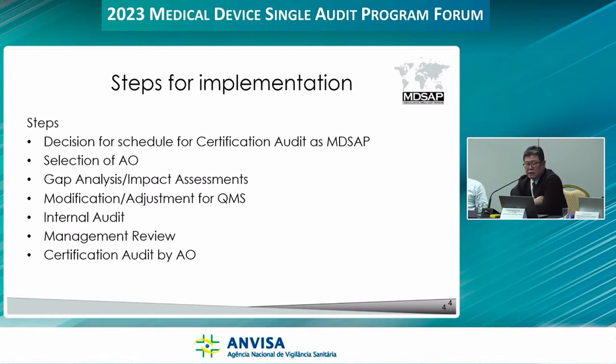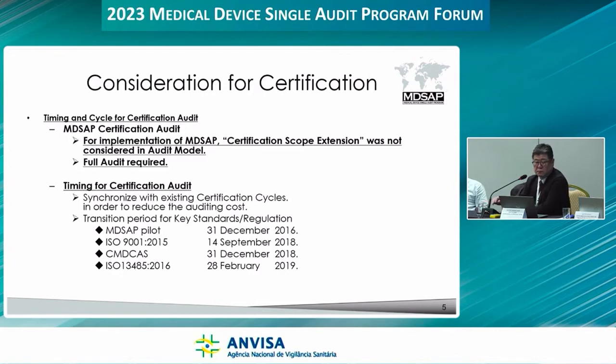In this slide, I would like to explain the steps we have taken in changing the scope to MDSAP. Basically, the concept is the same as changing the scope of certification. However, it was necessary to address the change in the auditing approach. In most cases, changes in the scope of certification are conducted as a change audit, but the actual certification audit for the transition to MDSAP was conducted as a new audit. The AO does not have a scope extension audit option. Therefore, we had to receive the audit as a new audit.